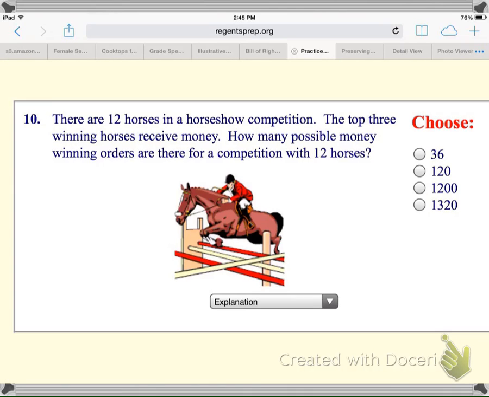Number 10, there are 12 horses in a horse show competition. The top 3 winning horses receive money. How many possible money winning orders are there for competition with 12 horses? Lauren, go ahead and pause and let people work.